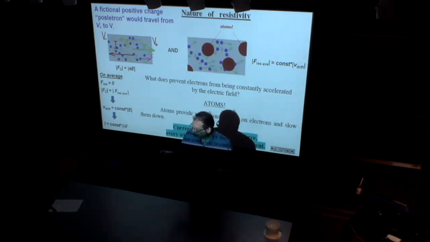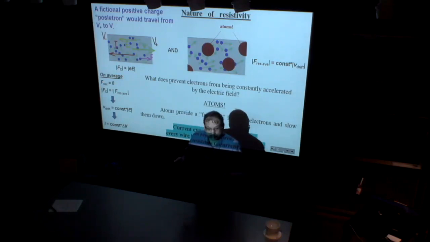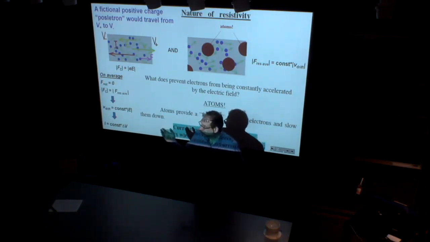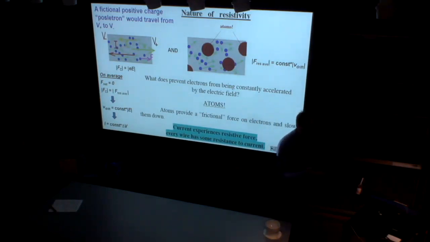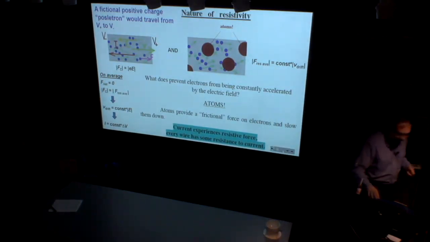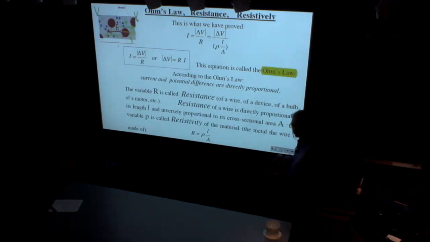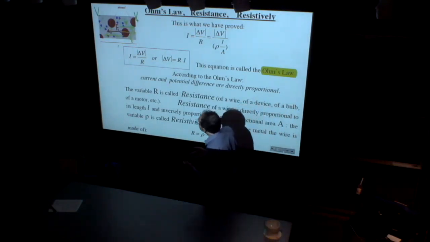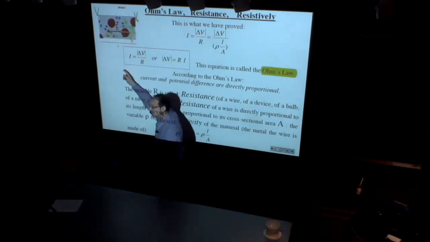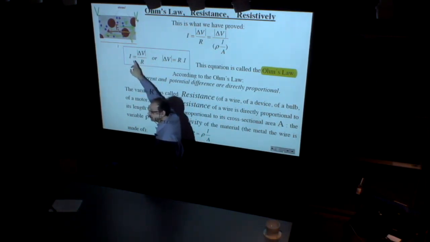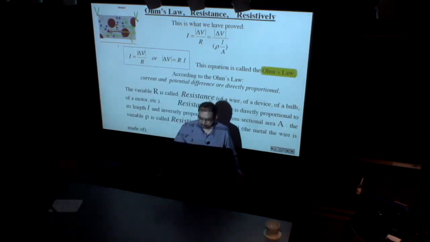We apply voltage, it creates an electric field. The electric field creates force. Electrons start speeding up, colliding with atoms, bouncing back. Stronger voltage, stronger field, so they speed up faster. That leads to more electrons traveling per second. And this law was derived experimentally by physicist Ohm, so we call it Ohm's law. This is the relationship between the electric current generated by applied voltage. And this coefficient has a name, resistance.